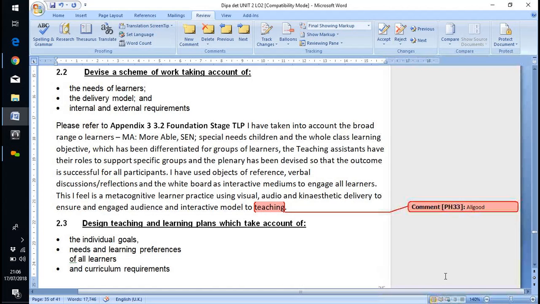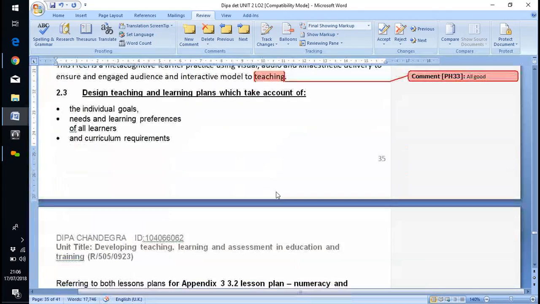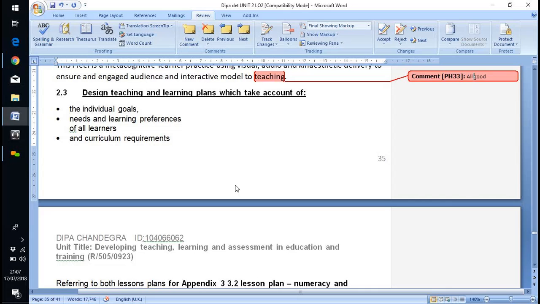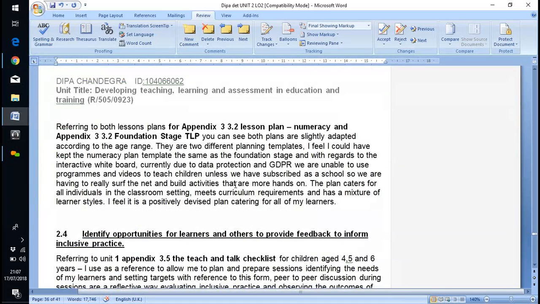All good. It is now. It said all good before. 2.3. Yeah, so they are adapted.